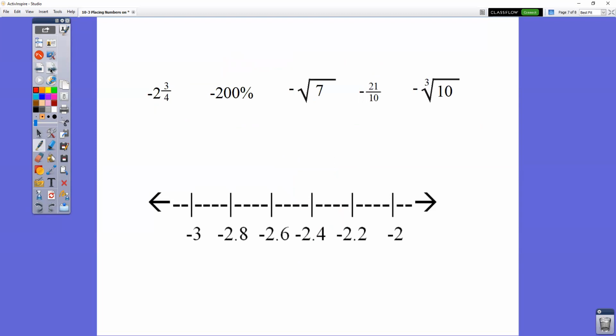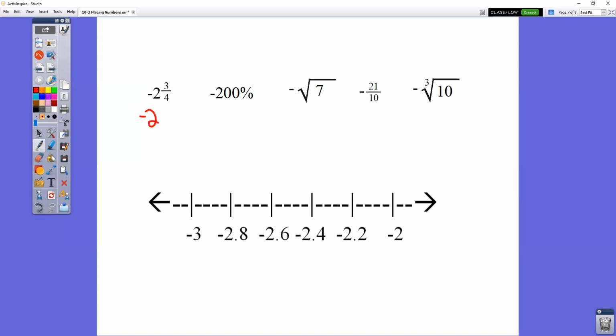Negative numbers. Negative numbers work backwards on the number line. Out of all the things in this chapter, negative numbers graphing on the number line are probably one of the hardest things. So notice that our negative numbers go backwards. -2, -2.2, -2.6, -2.8, and -3.